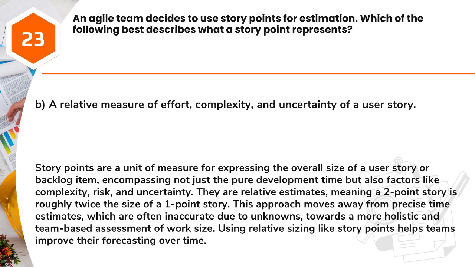Answer: B. A relative measure of effort, complexity, and uncertainty of a user story. Story points are a unit of measure for expressing the overall size of a user story or backlog item, encompassing not just the pure development time but also factors like complexity, risk, and uncertainty. They are relative estimates, meaning a 2-point story is roughly twice the size of a 1-point story.